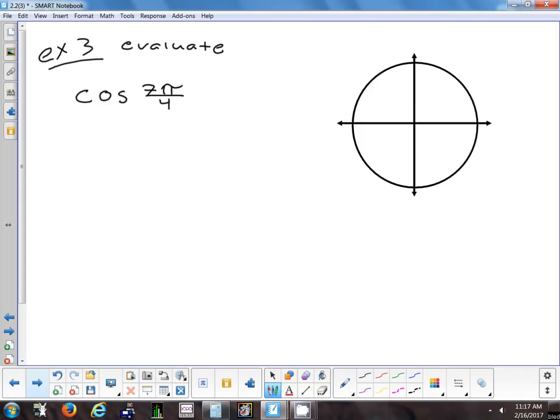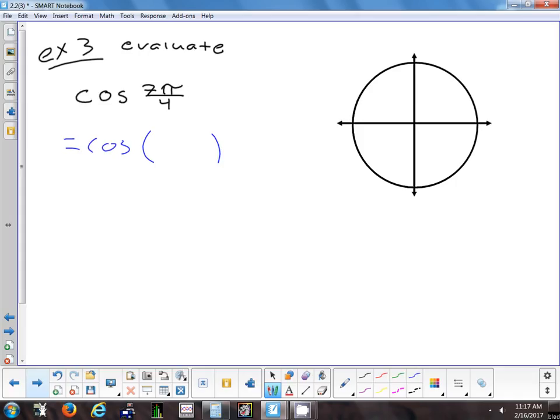Okay, Graham, what might I want to do first with that? Okay, ultimately I want to get the coordinate. And how would you get the coordinate using 7 pi over 4? Okay, so let's change to degrees. And if you do that out, it's going to be 315.